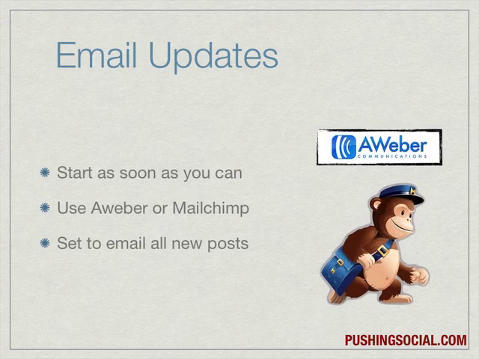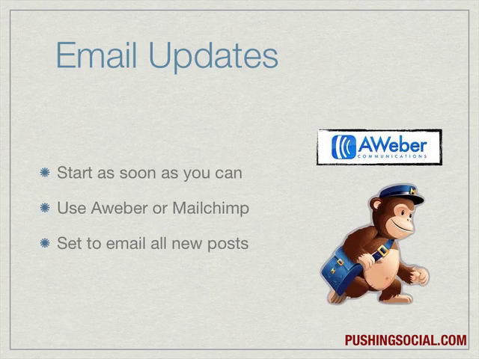MailChimp is free for, I believe, up to 2,500 subscribers, and this is usually the service that a lot of people use to get started. Both of them are very good. Both of them make it very easy for you to set up a feature where Aweber or MailChimp will watch your RSS feed for your blog, and whenever you have a new post, they will grab the post, put it into a template for you, and email it out to everyone who has subscribed to your blog.